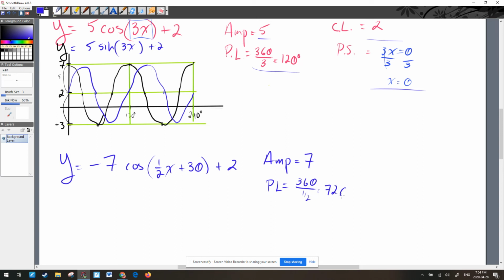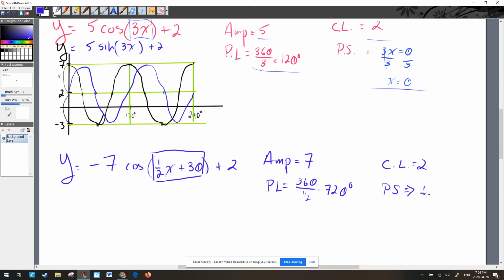It is 720 degrees. Center line is just the number hanging off the back. In this case, it's 2. And then the phase shift. The phase shift is always the more challenging one. We're going to take the phase shift. We're going to take the whole set of brackets, set it equal to 0, and solve.